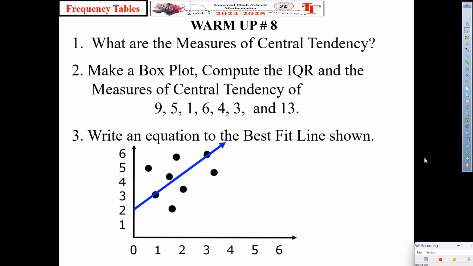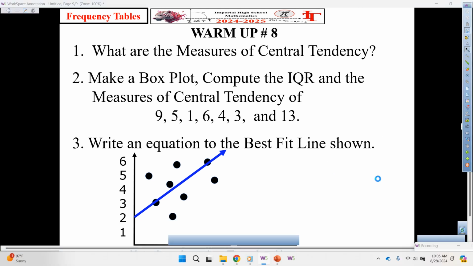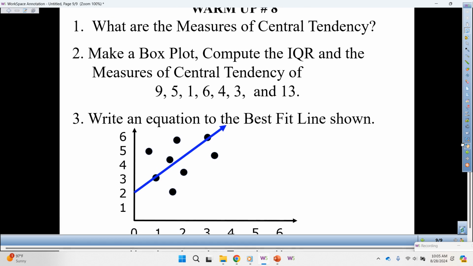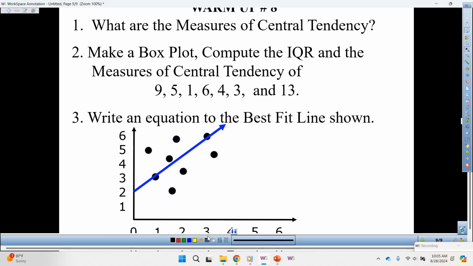On the warm-up, please, so we can get the show on the road. Then we're going to have Aaron A. get us started. All right, Aaron A., what are the measures of central tendency? Mean, median, and mode. That is correct.